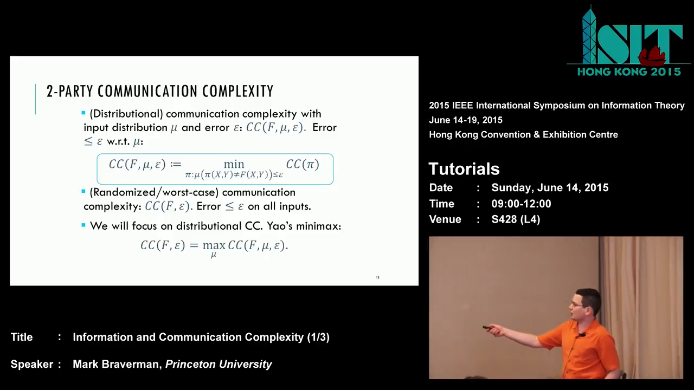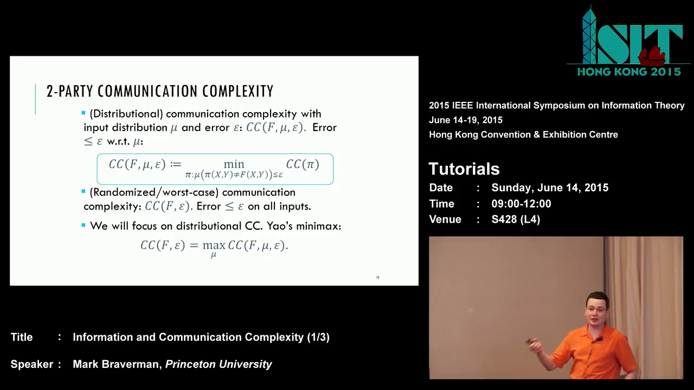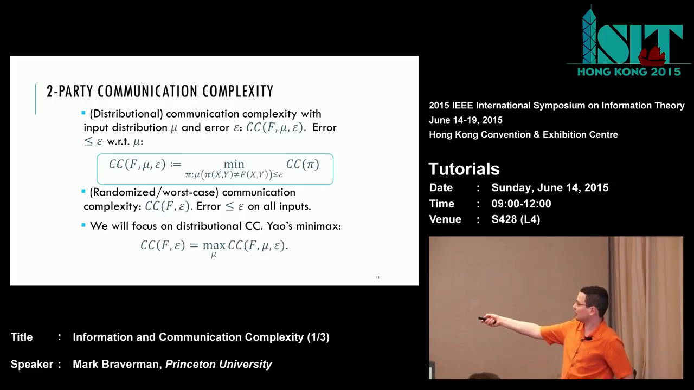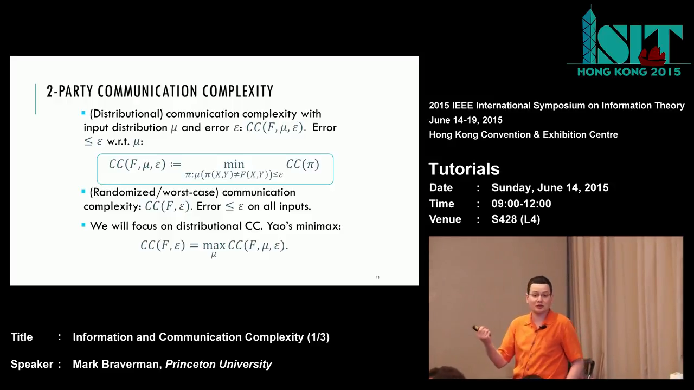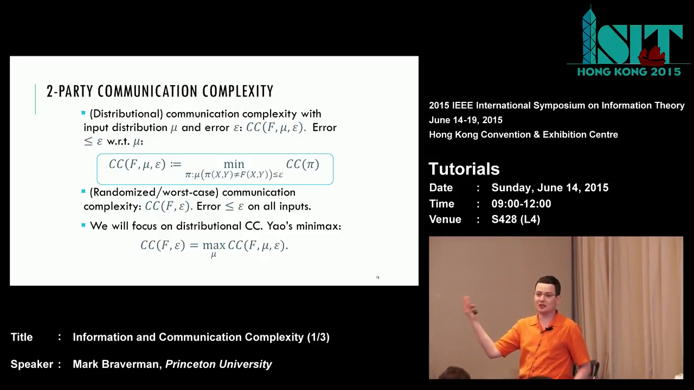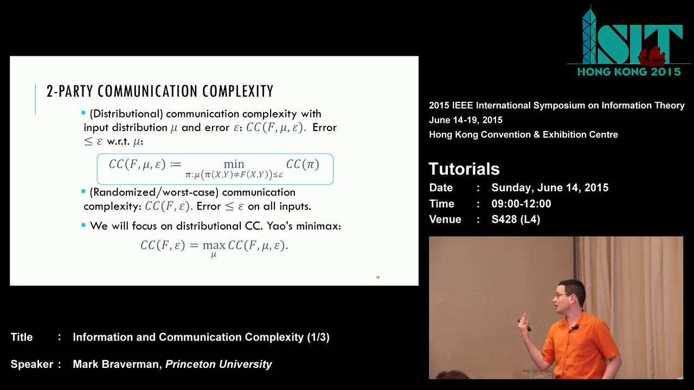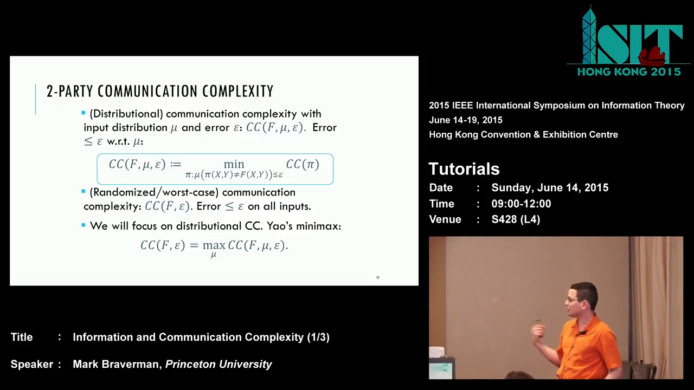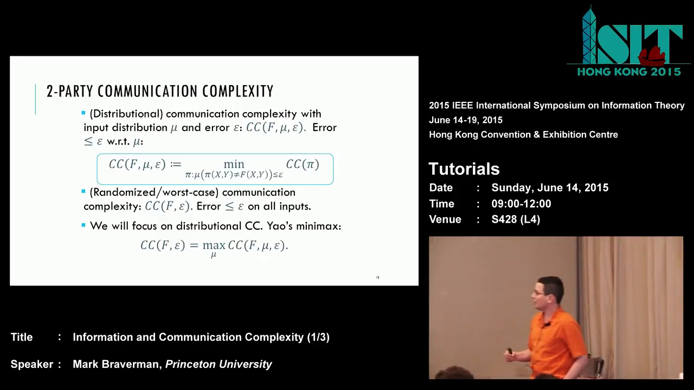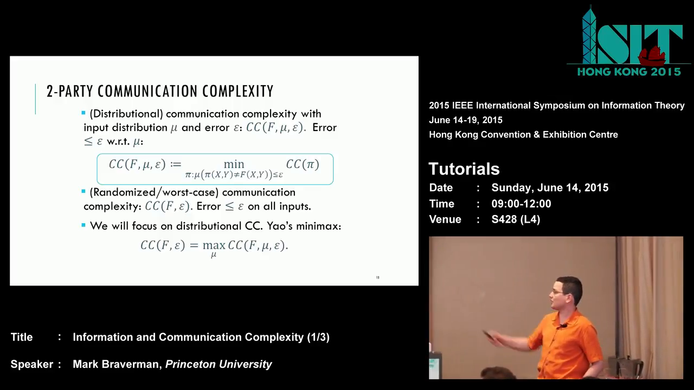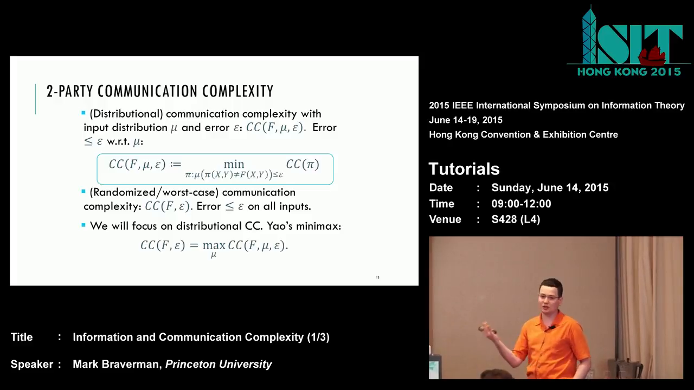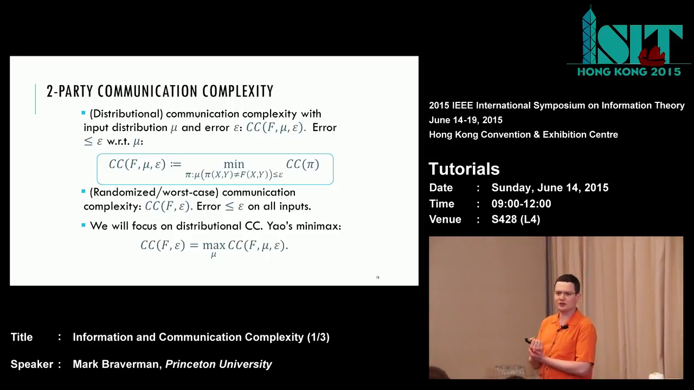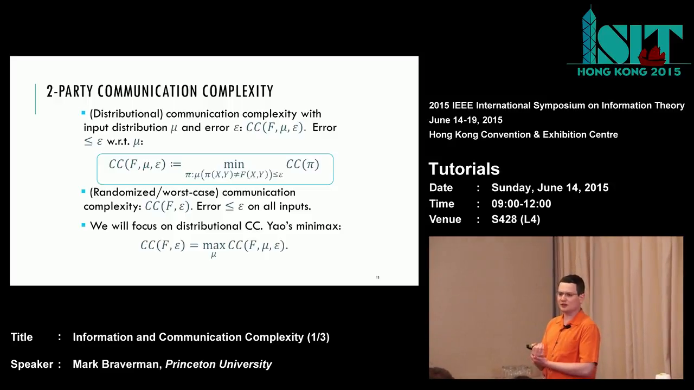In many cases, we do not want to assume a prior distribution on the inputs. Notice that here the error is measured with respect to mu, but we are allowed to be completely wrong on some inputs. So instead, it's also possible to talk about randomized communication complexity, and in that case the specification is that there should be an error of at most epsilon on all inputs. So which definition is more restrictive, which one is harder? The second one is harder, right?